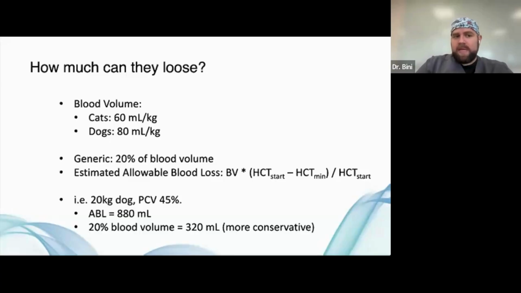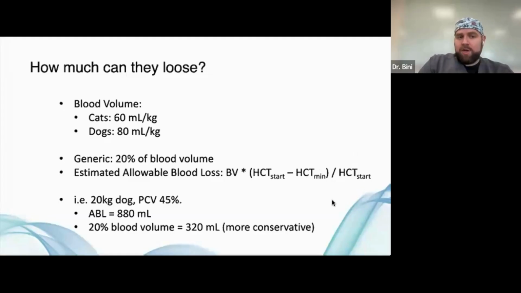But in reality, you can calculate how much blood the patient can afford to lose based on the starting PCV or starting hematocrit, and what your target is for that hematocrit. Using this formula, you multiply the blood volume by the difference between the starting PCV and the PCV that you want to hit, like the 20%, which is the lowest PCV that we would like to tolerate in our patients, and you divide that by the starting PCV. That will give you a number of how much blood that patient can lose before it hits that 20% PCV.